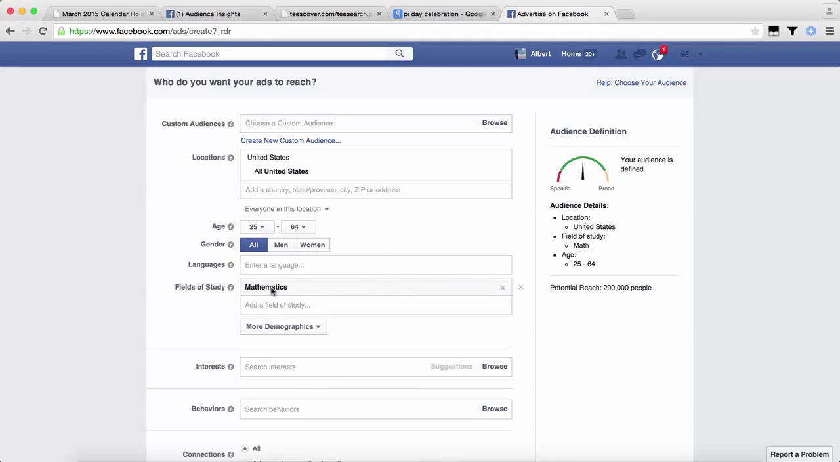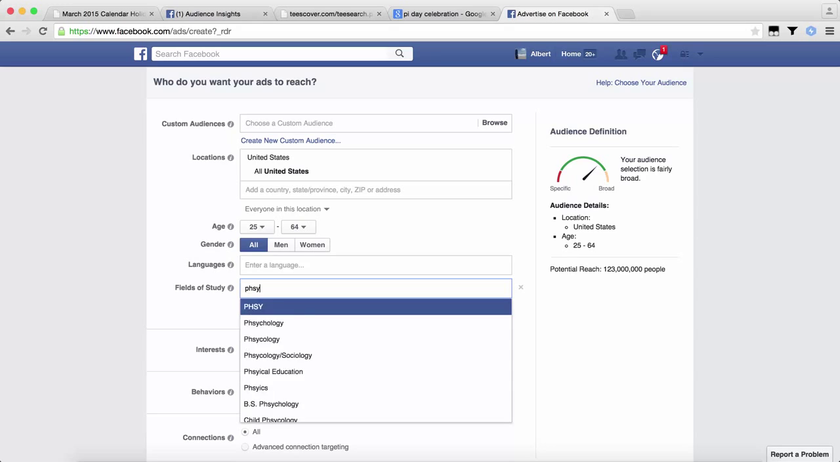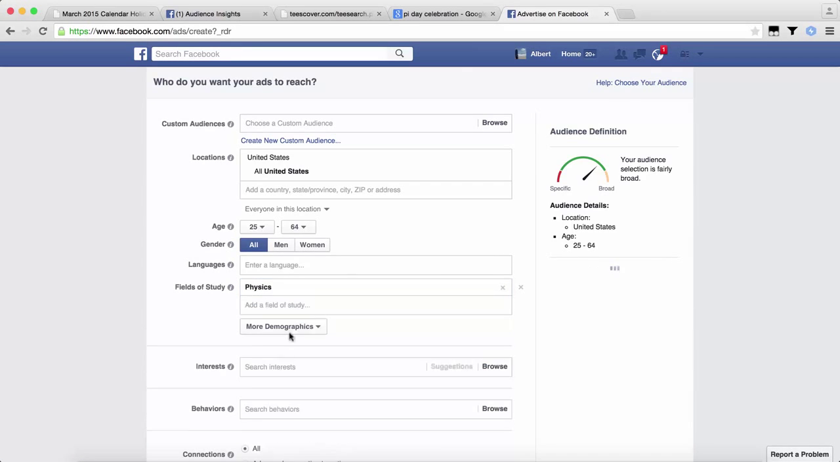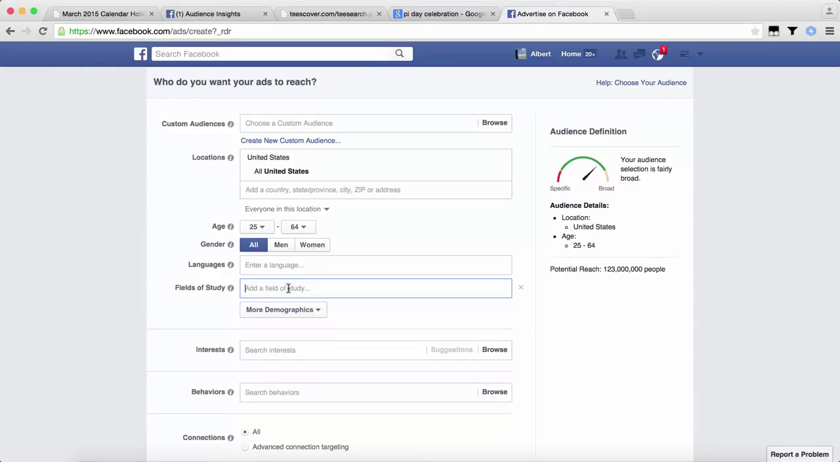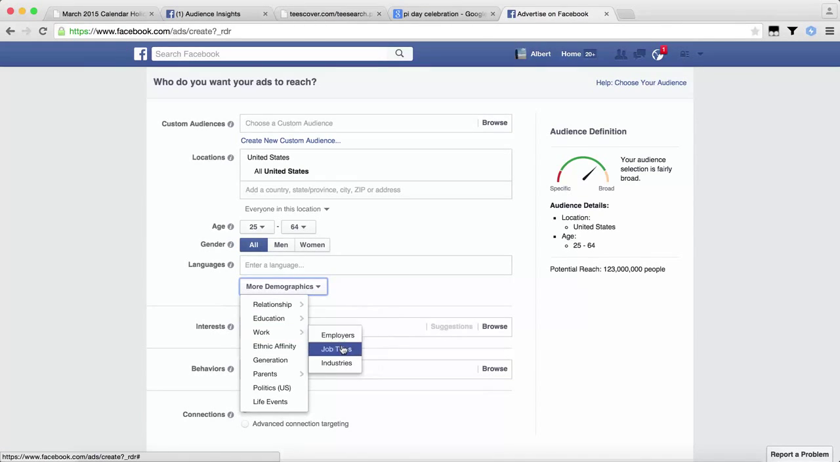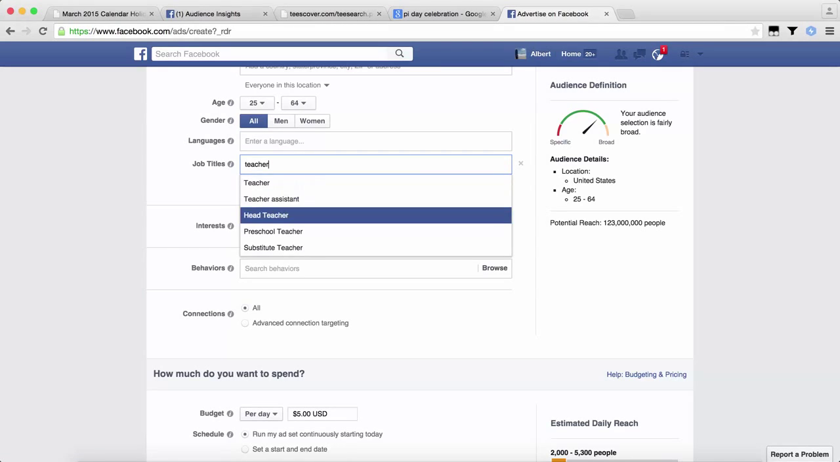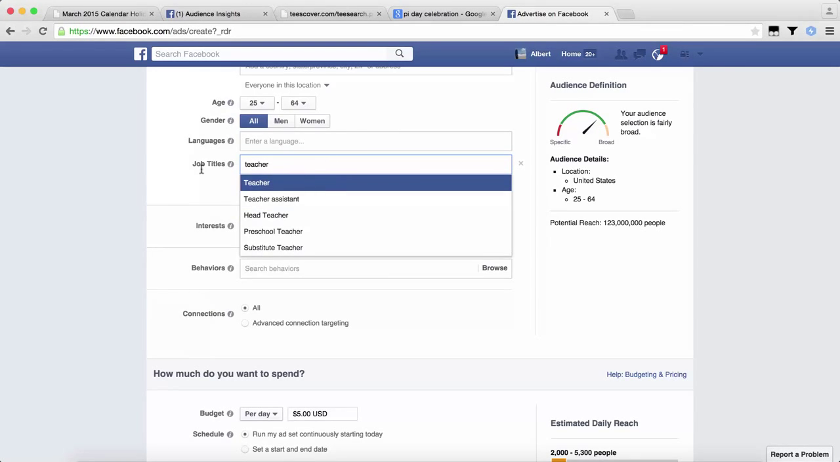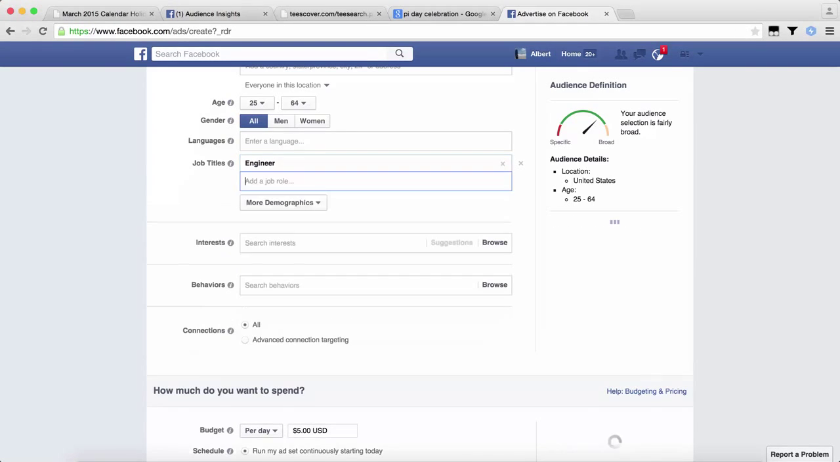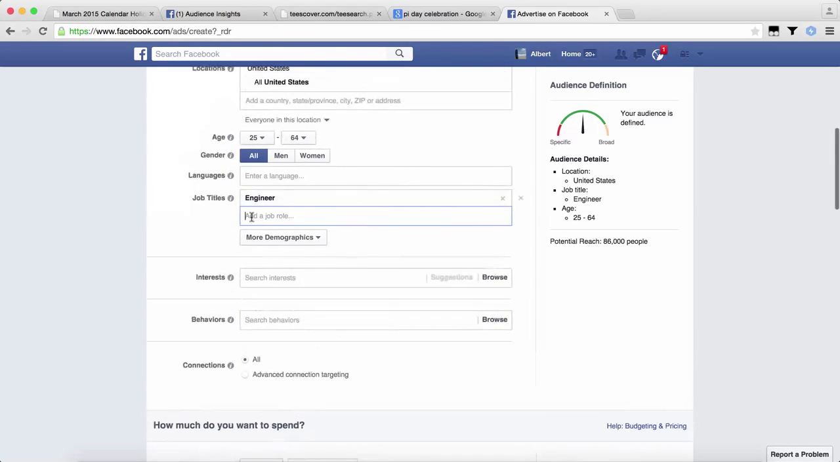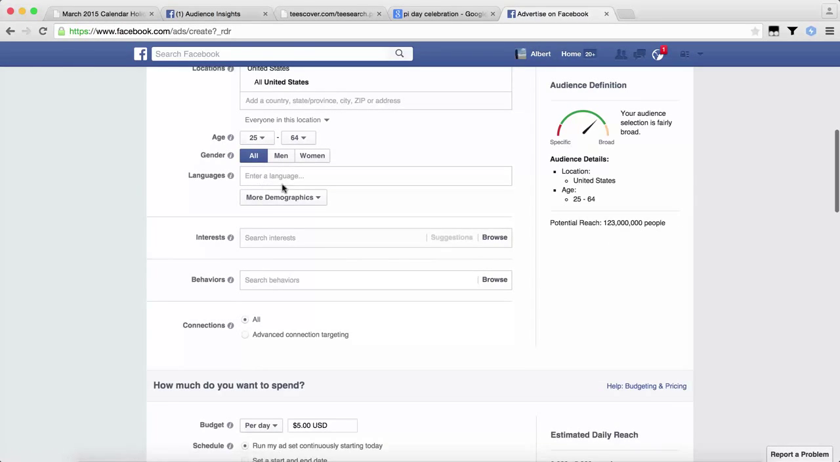I made this as one ad set, and then I also target field of study physics. There are a lot of fields of study that you can target, and you can also play with the job titles, like for example teacher assistant, head teacher. And I also target engineer. Right, here it is. So remember to add this to your targeting.